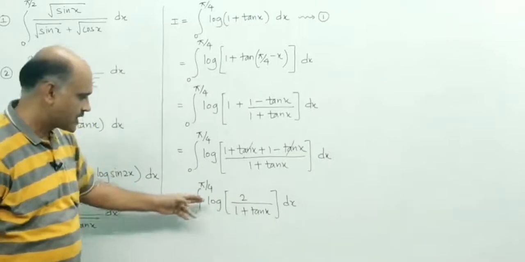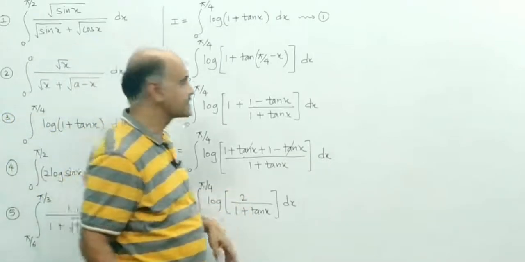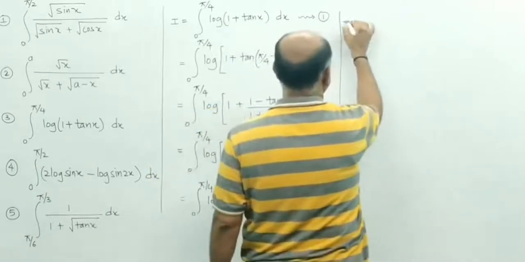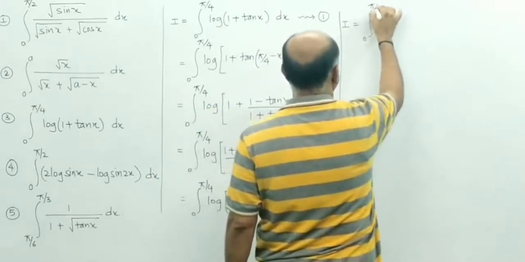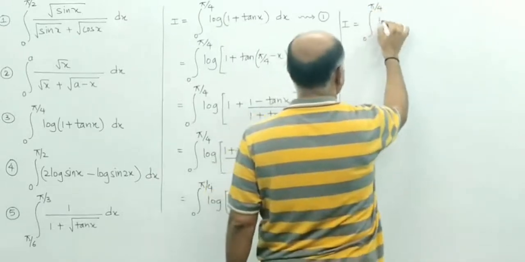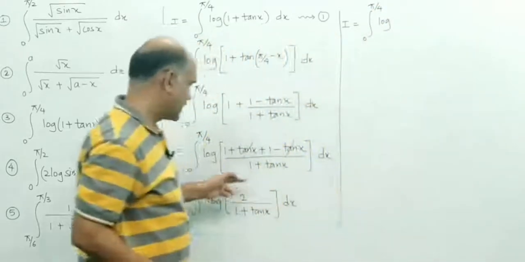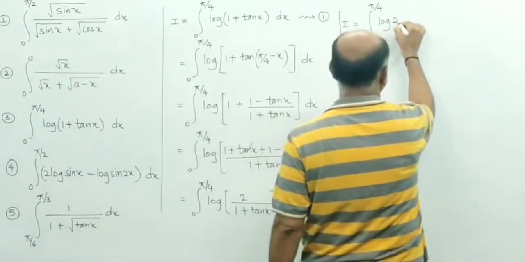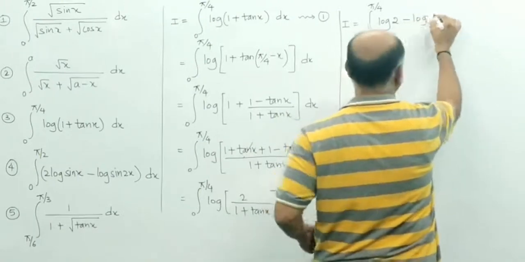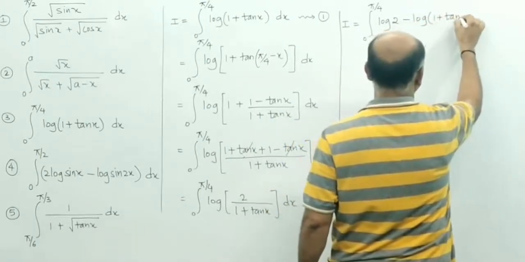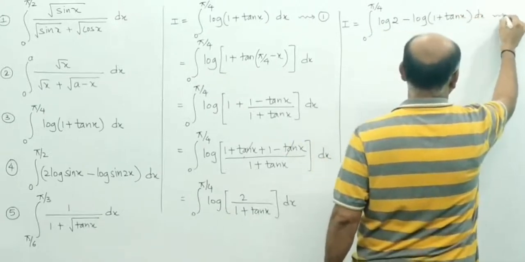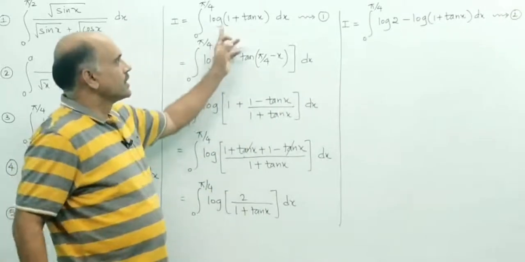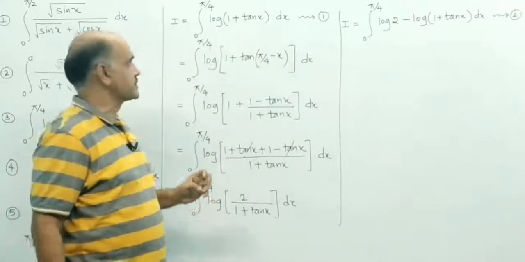So now, log of m by n is log m minus log n. So if I take log, I is equal to 0 to pi by 4 log m by n is log m minus log n. So this will be log 2 minus log 1 plus tan x dx. So this is equation 2. Now add these two equations 1 and 2.